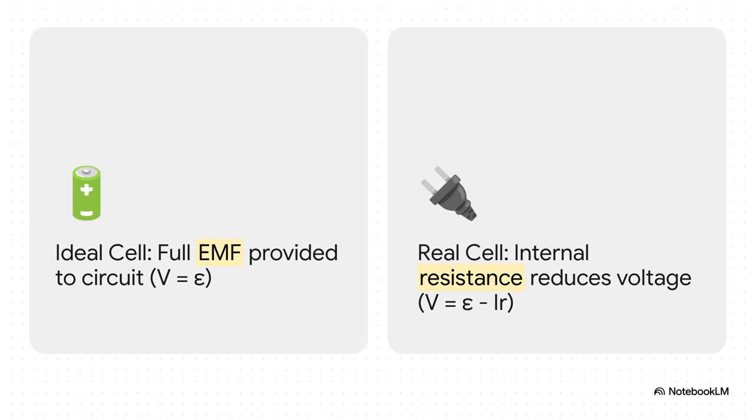And because single cells have these limitations, we often combine them in series to boost the total voltage, or we combine them in parallel to increase the available current for our circuits.